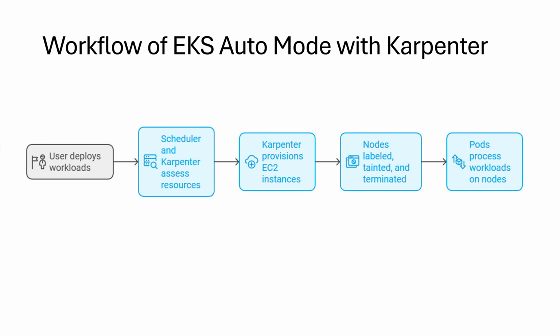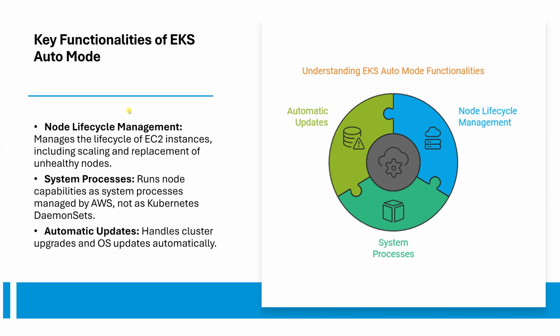So coming to the main advantages of Karpenter: faster scaling, intelligent instance selection, integration with AWS services, and workload awareness. Now the key functions of EKS auto mode. As I stated, since it uses Karpenter at the backend, it takes care of node lifecycle management, system processes, and automatic updates.